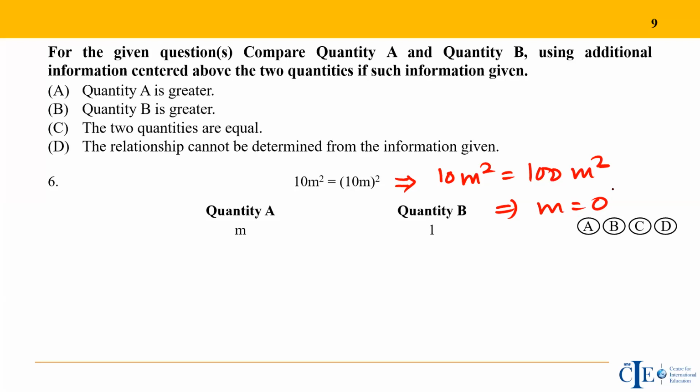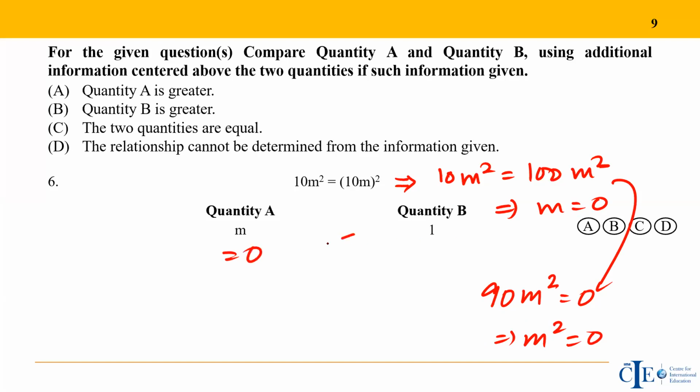In fact, if you need to do a bit of algebra, you can take the term to that side, which will give you 90 of m square equals 0. So of course, 90 into m square equals 0 means your m square has to be 0, which will lead to m equals 0, right? So here m is 0, b is 1, so therefore the answer has to be b. So b is the right answer.